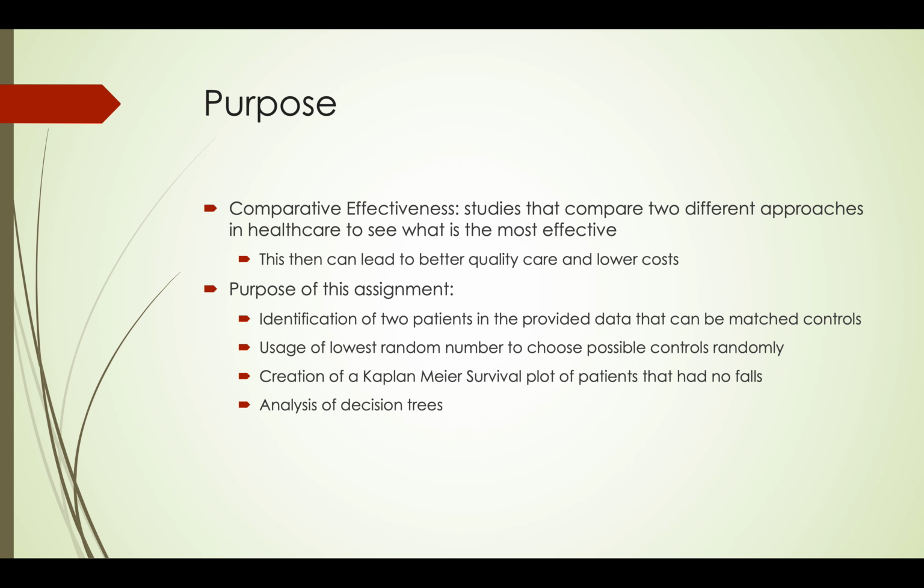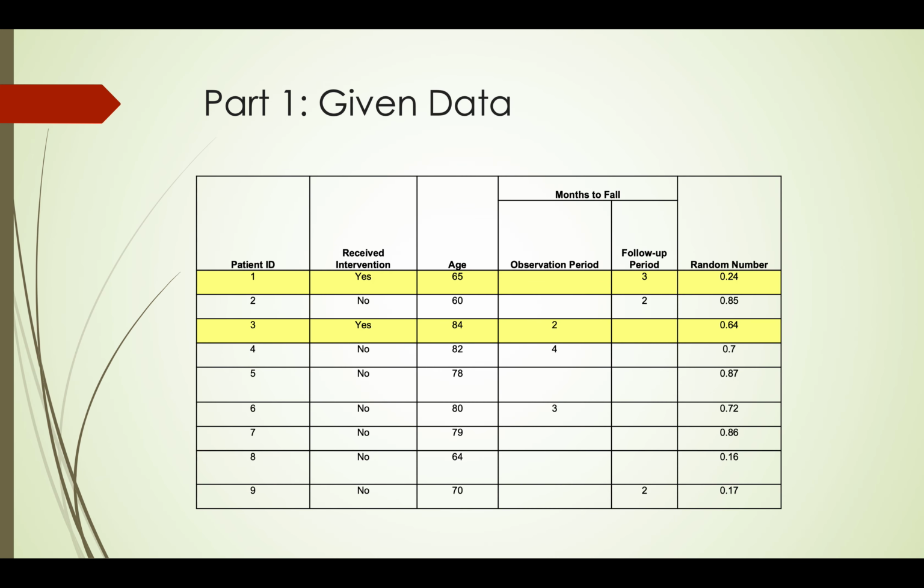For the second portion of this assignment, we will be analyzing decision trees. So for part one, we are given this table of data, which has 9 patients, whether or not they received intervention, their ages, their months to their falls, or if they've not fallen at all, which is indicated by blanks, and then an assigned random number.